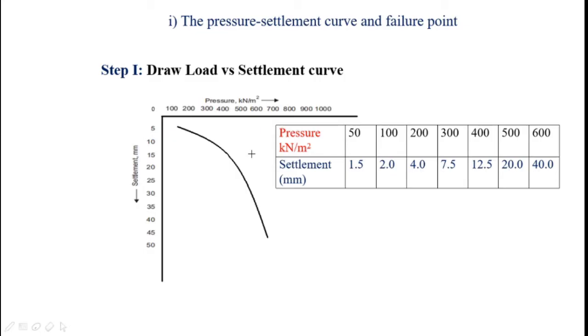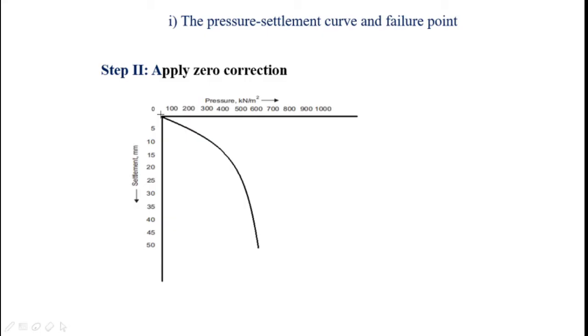One thing that you will notice, which is very important, is that this curve does not start from zero, that is zero pressure versus zero settlement. So we have to draw the curve a little bit in the backward direction like this. This procedure is called applying the zero correction. So you draw a smooth curve using the load versus settlement data from the plate load test, and then you apply the zero correction.